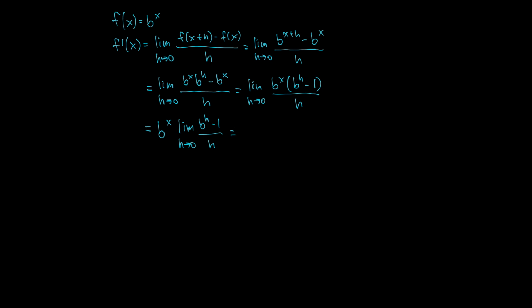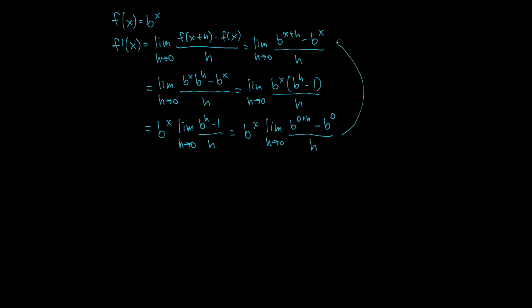Okay, so notice that this is actually a very interesting limit. We already know what this limit is. This limit is the same exact thing as the limit of b to the 0 plus h, right? 0 plus h is h. And then instead of minus 1, I could write this as b to the 0.